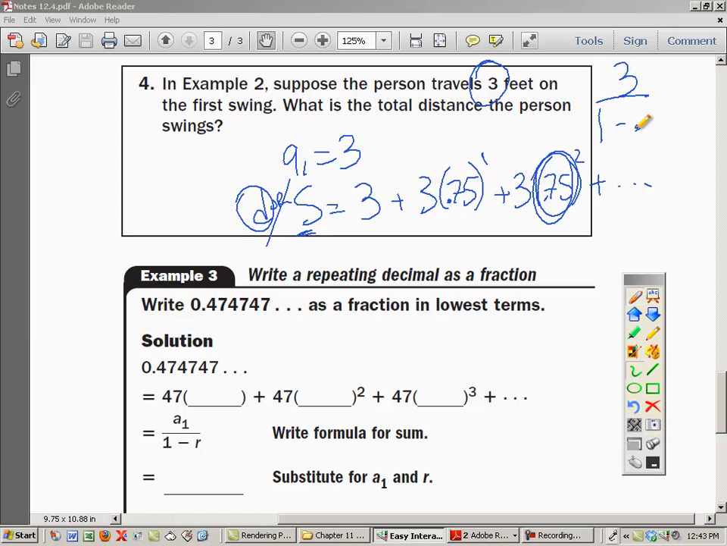so 3 over 1 minus 0.75, so this becomes 3 divided by a quarter, which is the same thing as 3 times 4, or 12 feet. So the person would travel a total of 12 feet.